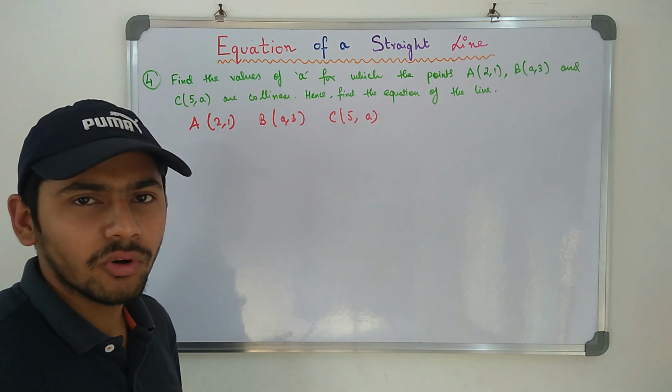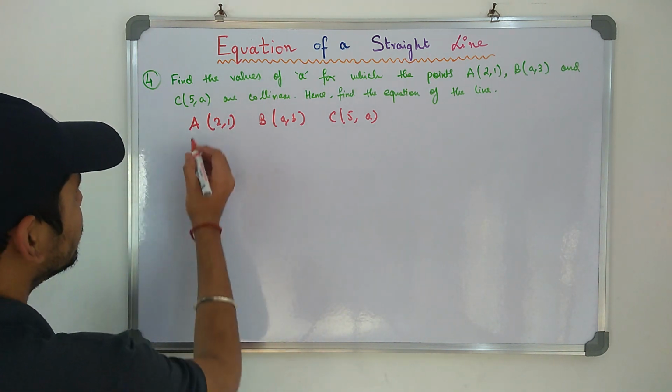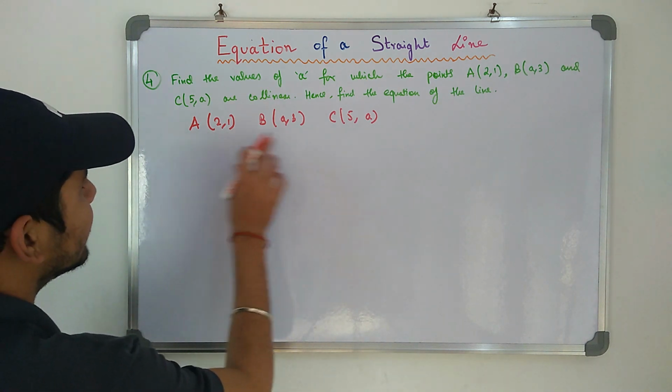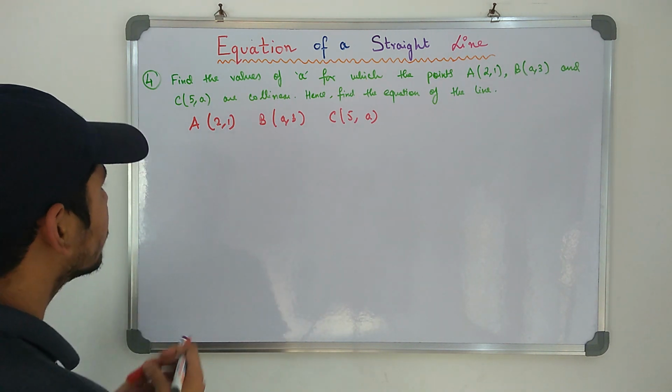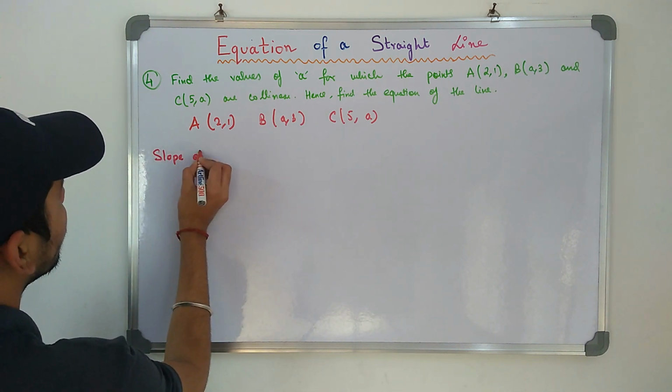I already told you about collinear points. If three points are collinear, then the slope of the line joining AB will be equal to the slope of the line joining AC. Let's use that. So first of all, let's find the slope of AB.